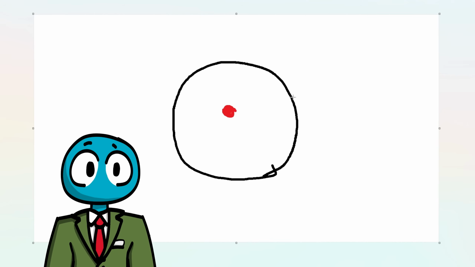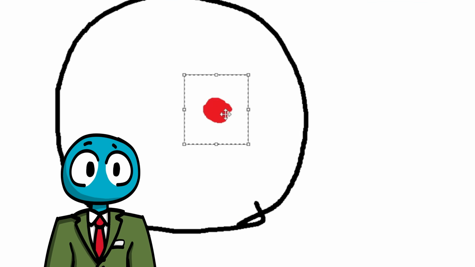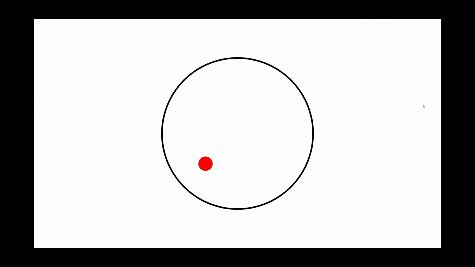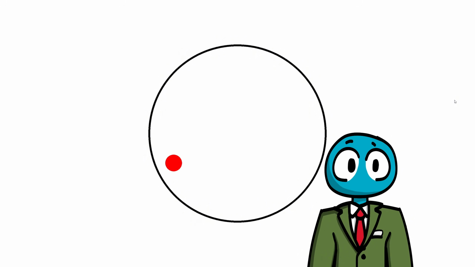Bruh, I forgot to make the ball actually bounce off the circle. Let's fix that issue. 3, 2, 1. Yay! It finally works, as I wanted. With this code, I am now able to program the actual simulation.